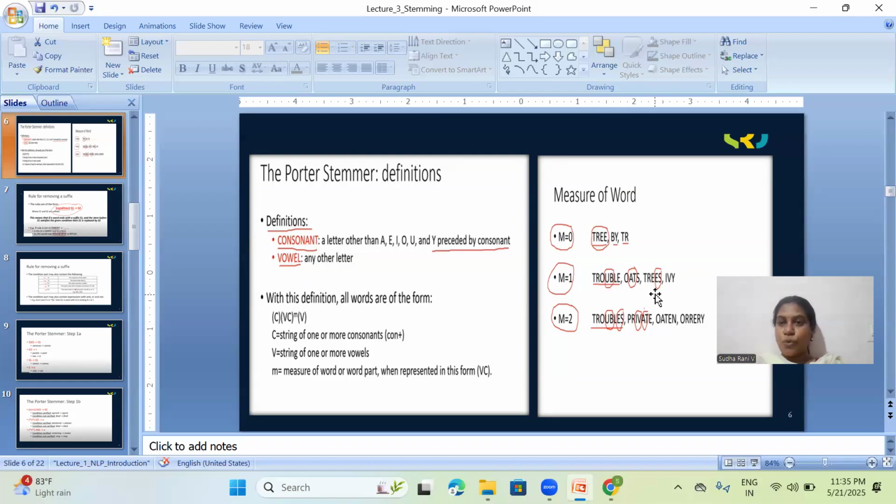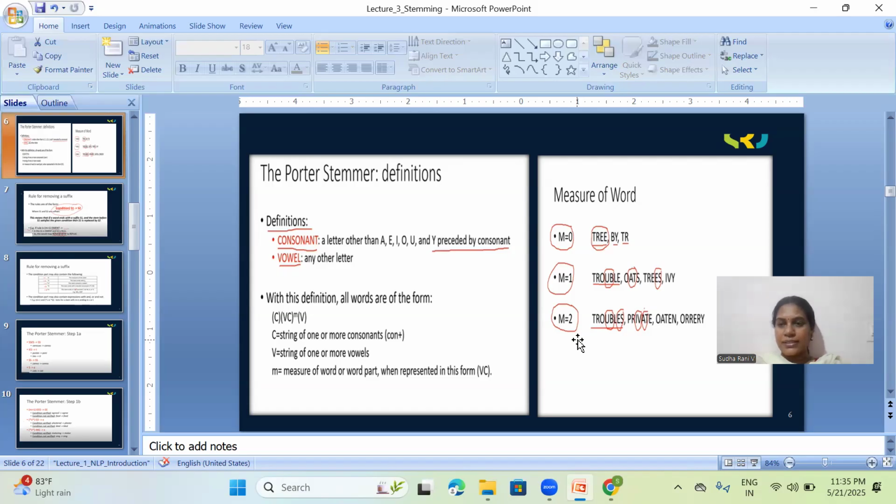And again, you can see oats. In oats we again have the combination A, T, a vowel and a consonant. And in trees, E and S. So like this, if you have the combination VC, then the measure counts it.